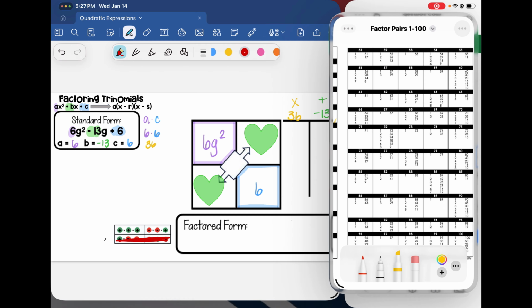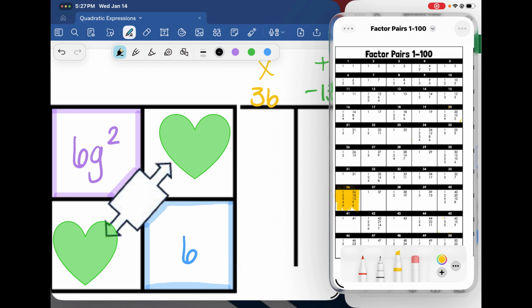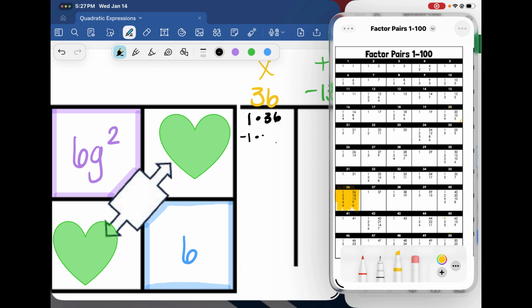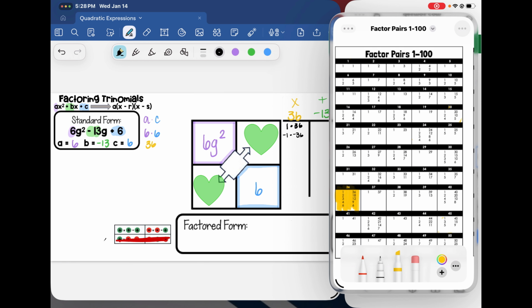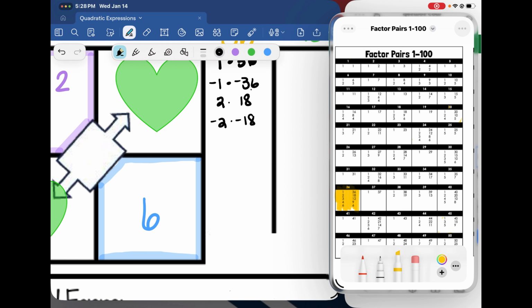So to get a product of a positive 36, I can multiply a positive 1 times 36 or a negative 1 times a negative 36. Either way, I get a positive because a positive times a positive is positive, and a negative times a negative is positive. Okay, I can also multiply a positive 2 times 18 or a negative 2 times a negative 18.